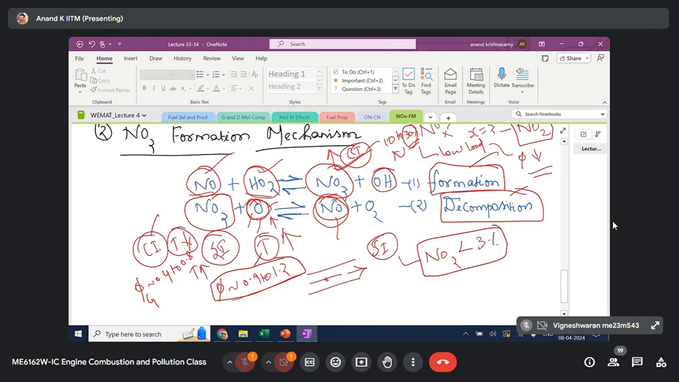Because of this reason, you almost maintain a constant Phi, which is close to stoichiometry or slightly rich, which results in high operating temperature. And O radical availability is ensured. That's why whatever NO2 is formed in the cylinder gets back to NO in an SI engine, resulting in overall NO2 levels of less than 3%, which is not the case in a CI engine. Clear?